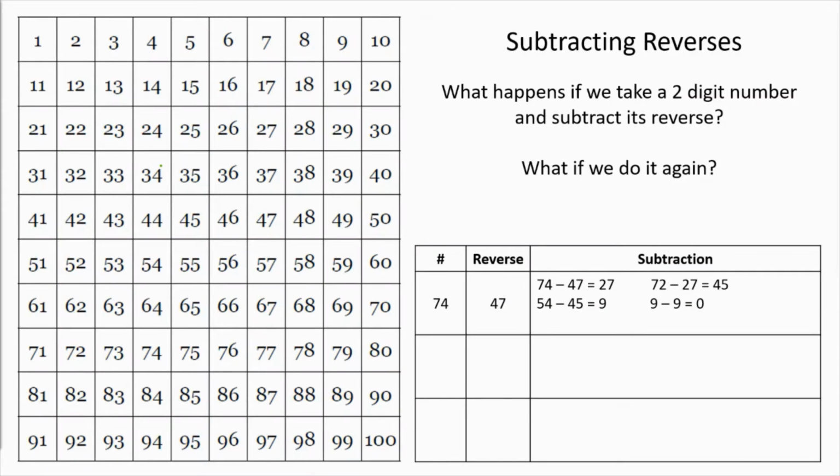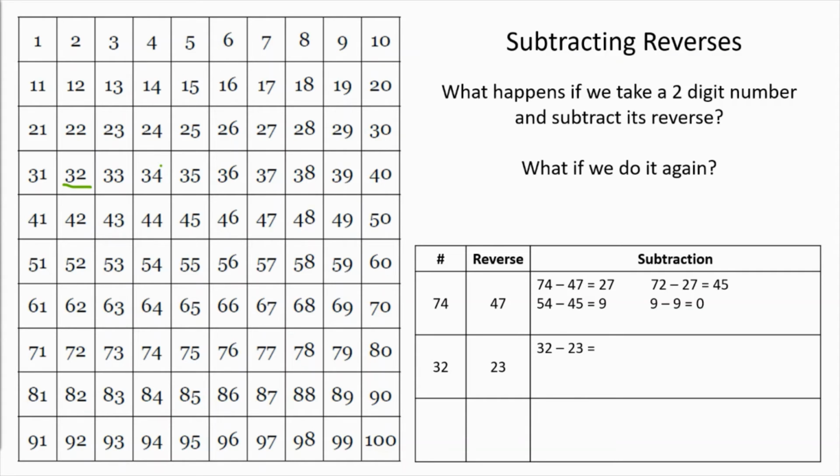In the first problem we tried, we ended up subtracting 9 from 9 to get 0. I wonder if this will happen if we do another example. Let's see what happens if we try a different number. This time, let's go with 32. Do you think you know what the reverse of 32 is? The reverse of 32 is 23. Let's subtract 23 from 32.